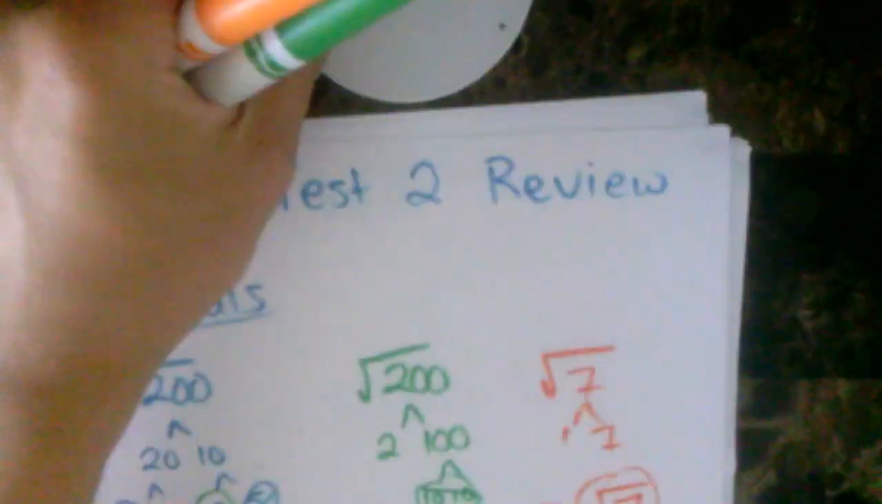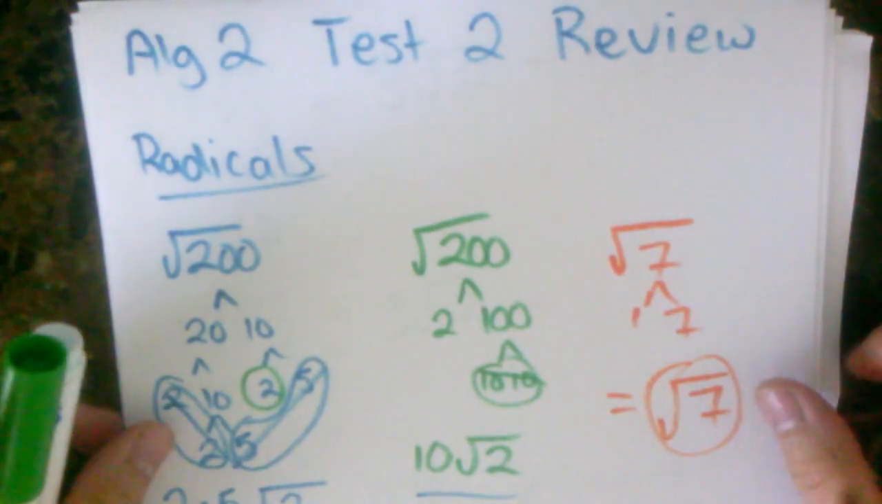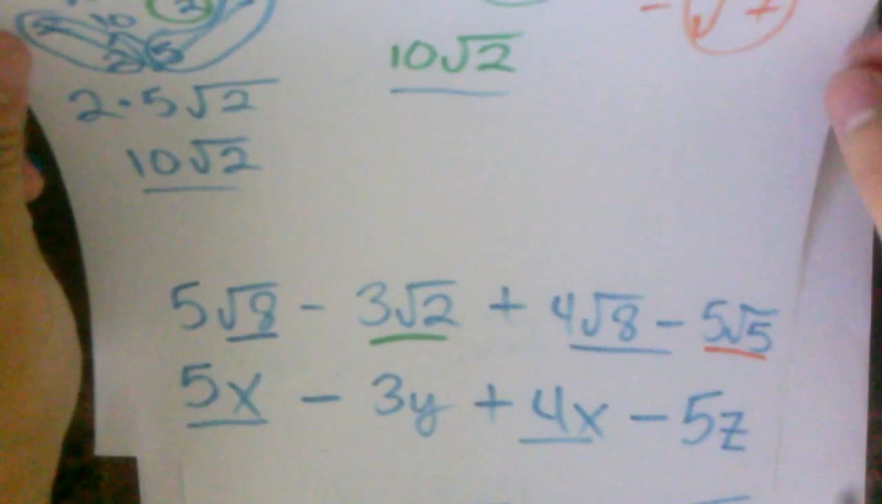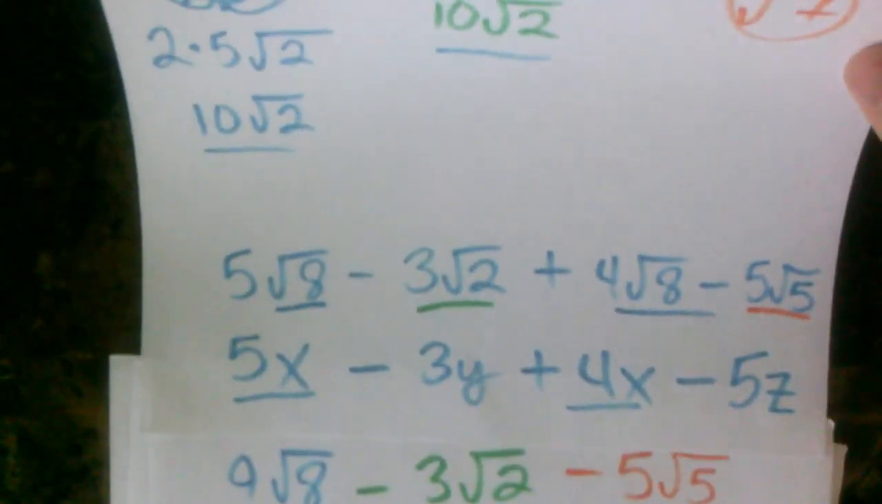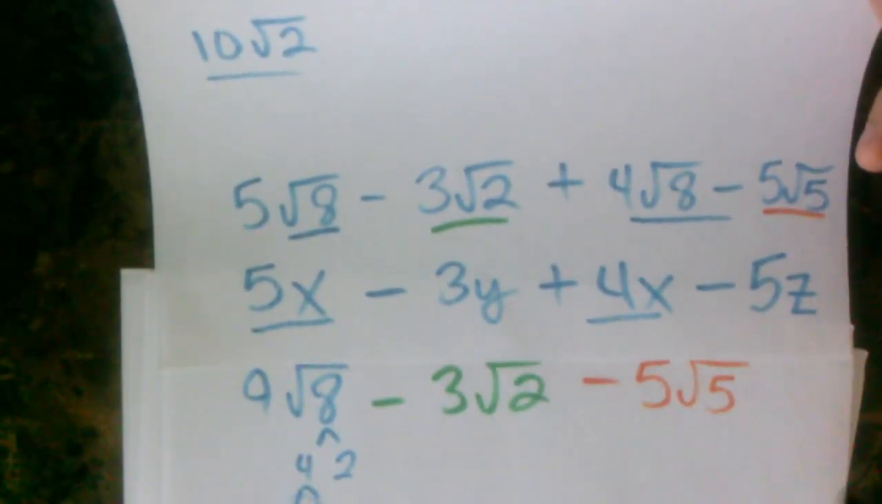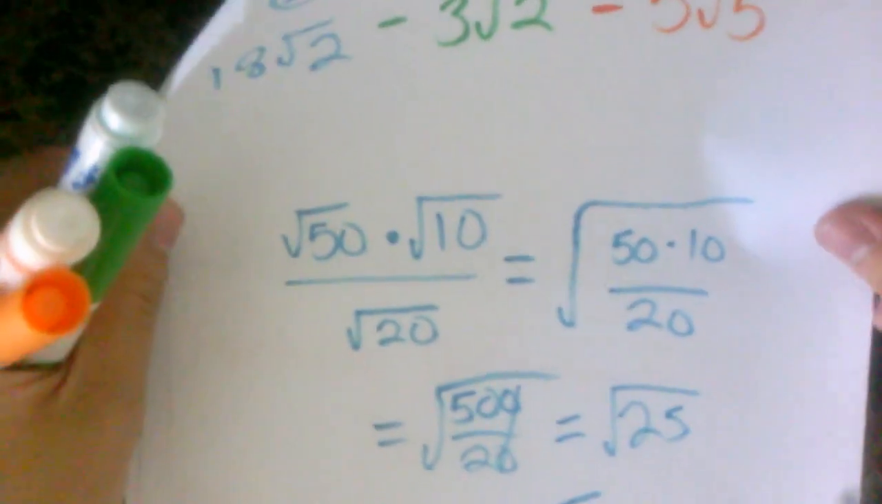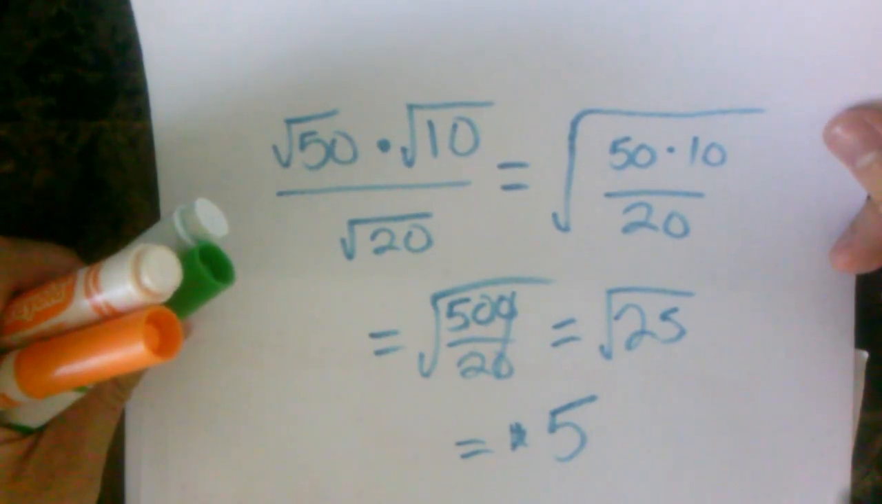So page 1, simplifying radicals. If we go down a little lower, feel free to pause. Simplifying radicals through addition and subtraction. And there's the other part of it. And then after simplifying radicals through addition and subtraction, we had multiplying and dividing radicals.